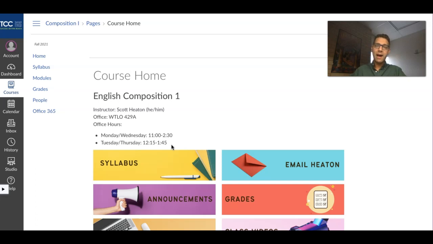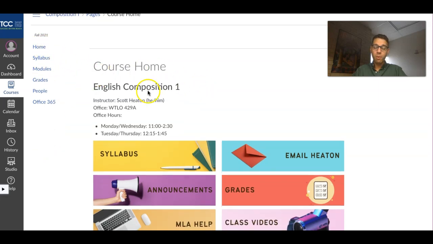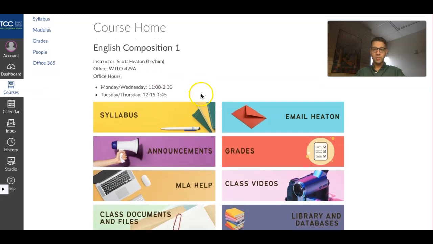You can always come by during office hours to talk about an essay, any other assignment, anything else that's going on, and I will happily help you. Okay? Now, as we get going throughout the course, you're going to see other shortcuts get populated along this left side over here in Canvas, but also in the course homepage, which is what we're on right now, you're going to see all sorts of different shortcuts.